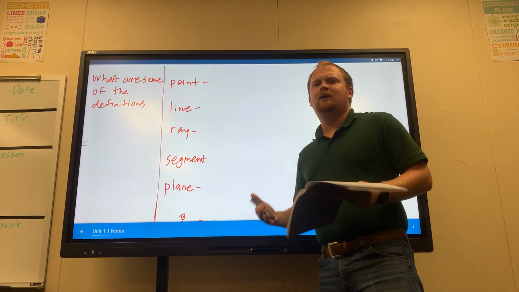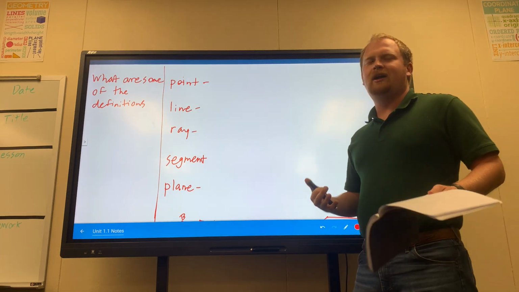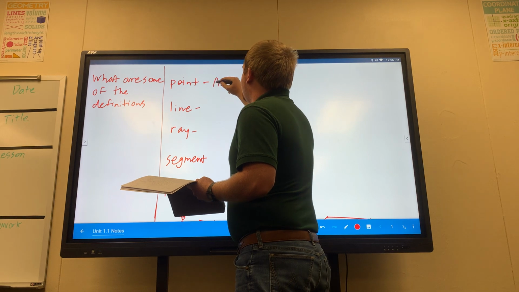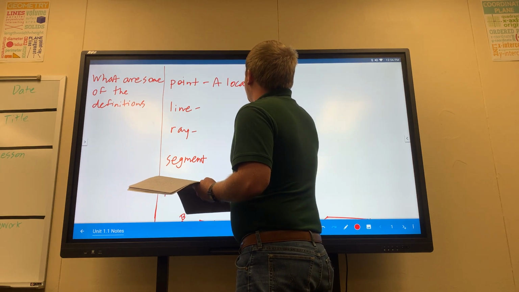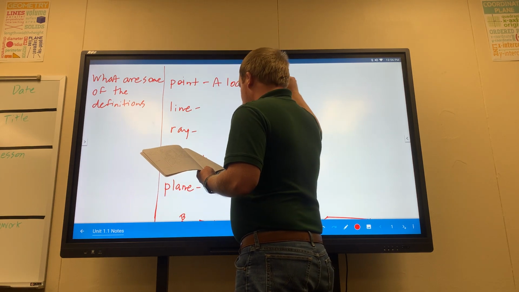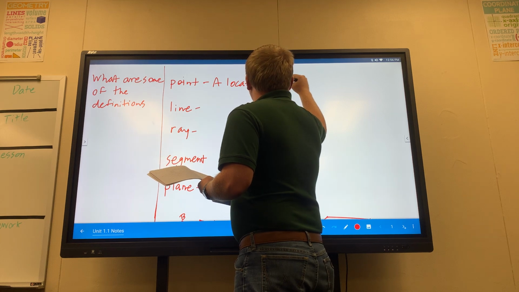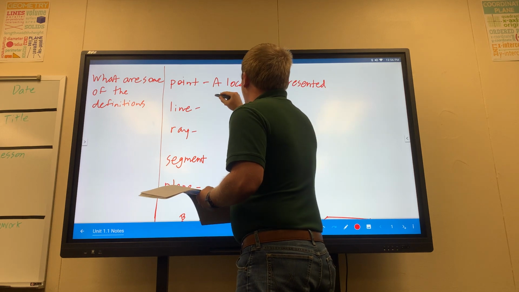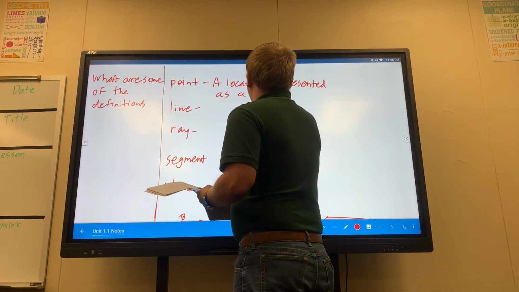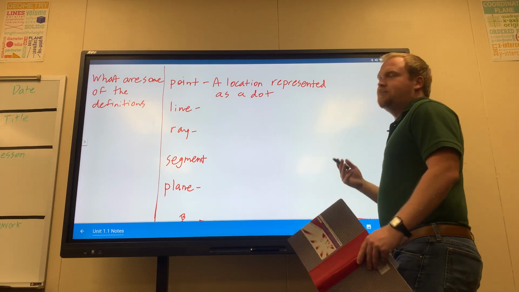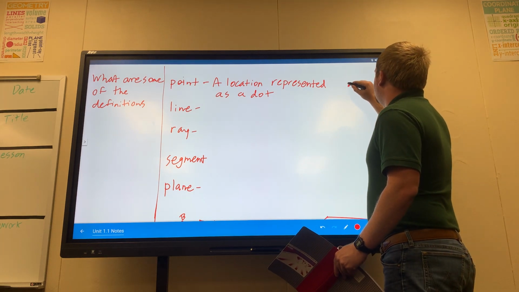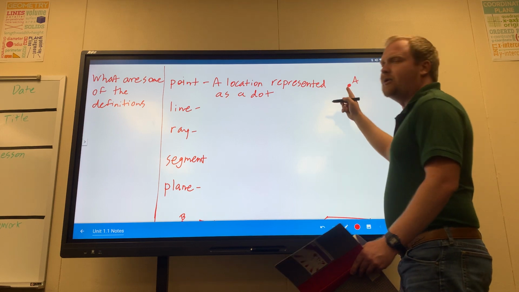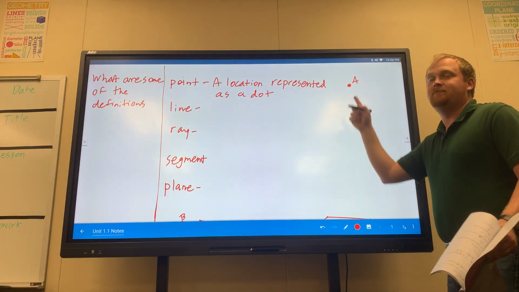What does that even mean? What is a point? What is a ray exactly? I'm about to explain. A point is a location represented as a dot. Okay? So for example, on the side here, if we have a simple dot right here, that's a point. That's called point A, by the way.